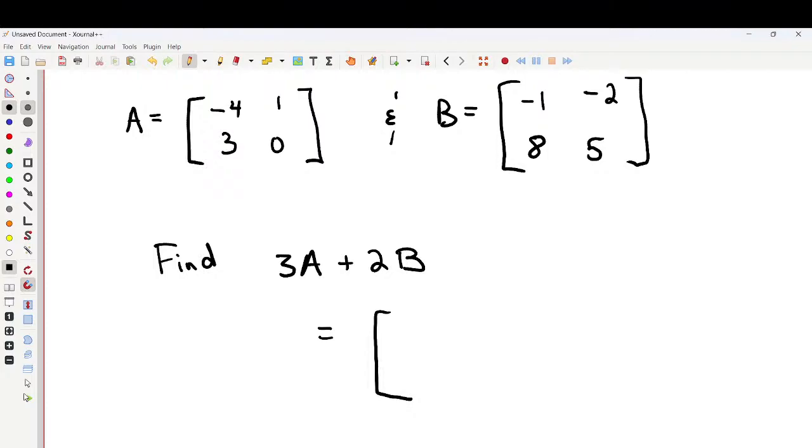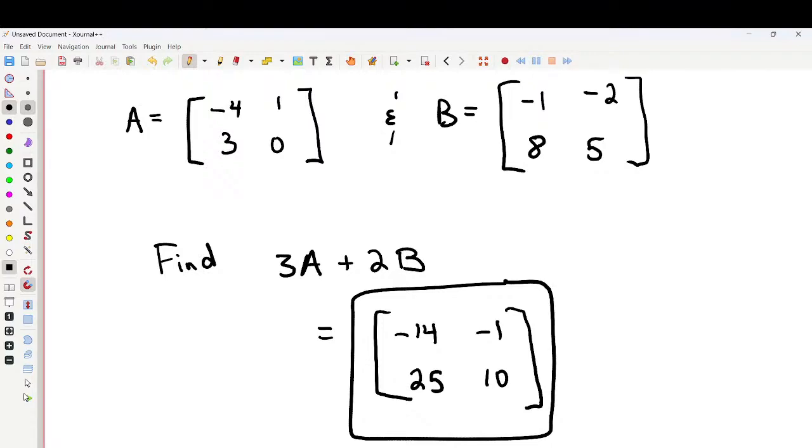What was in row 1, column 1? Negative 14. Correct. Row 1, column 2. Negative 1. Then row 2, column 1. 25. And last position, 10. Boom. Anyone else get that? Cool.